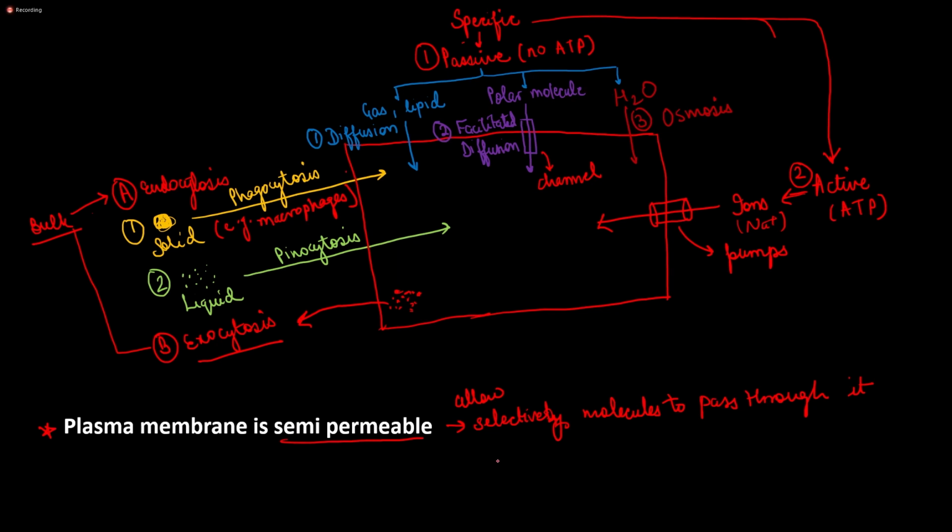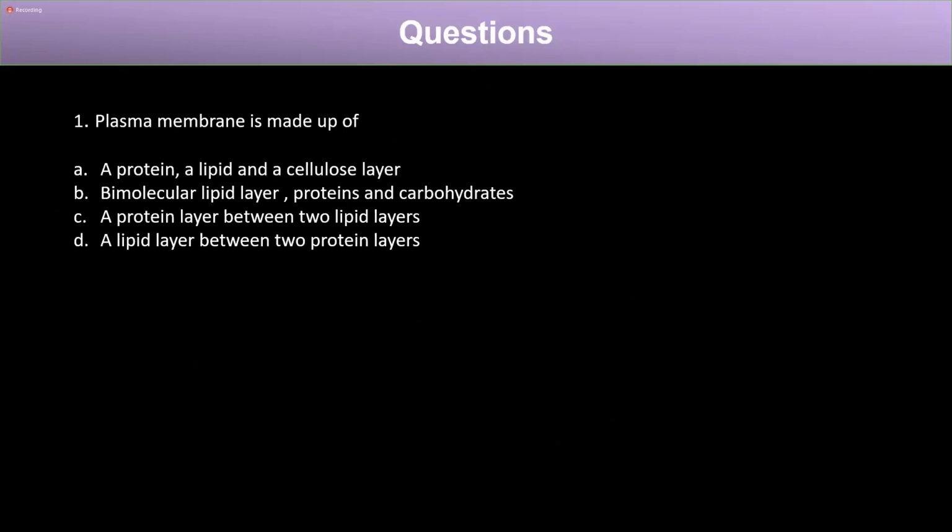So we saw in the last lecture what is plasma membrane and what are its components, and now we have seen what are the functions of the plasma membrane and the different types of transport that occur in a plasma membrane. Now let's solve certain questions and then we'll move to the next topic. So the first question is, a plasma membrane is made up of. The first option is a protein, lipid, and a cellulose layer. Second is a bimolecular lipid layer, protein and carbohydrates. Third is a protein layer between two lipid layers. And the fourth is a lipid layer between two protein layers.